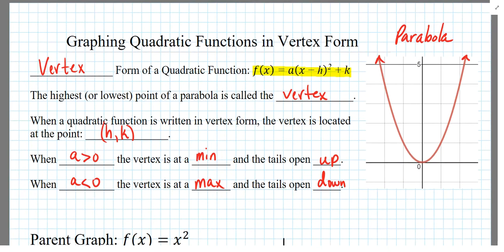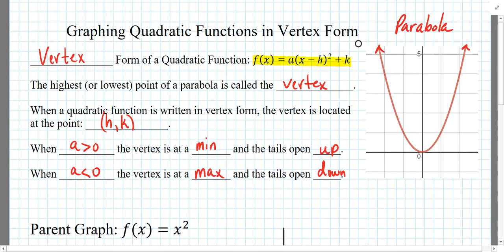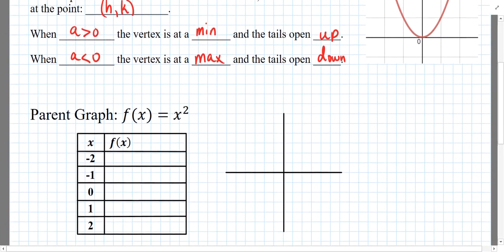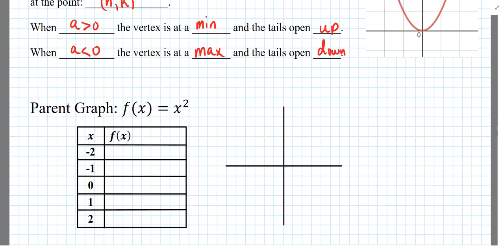When graphing a quadratic function in vertex form, we must first consider what we call the parent function, or most basic form of the quadratic equation. f of x equals x squared. When x equals negative 2, f of x equals 4. So we have the coordinate to plot, negative 2, 4.